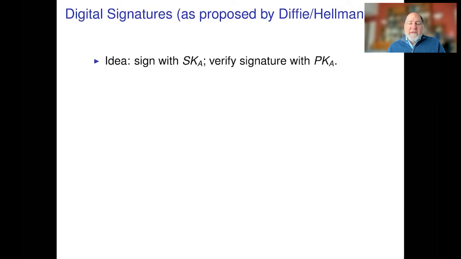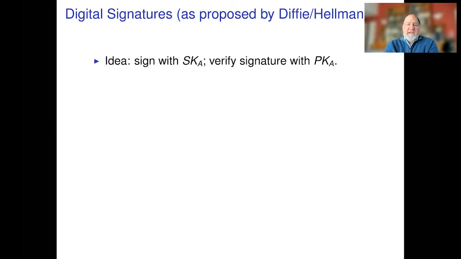More interestingly, at least to me, they proposed the idea of a digital signature. This is really a new idea. Encryption had been around for a long time, but the idea of a digital signature is really a public key only kind of notion, and they showed how it could be done using the fact that the secret key and the public key implement these inverse operations.